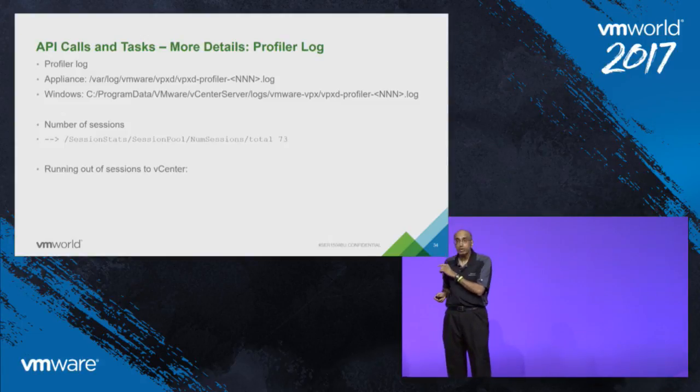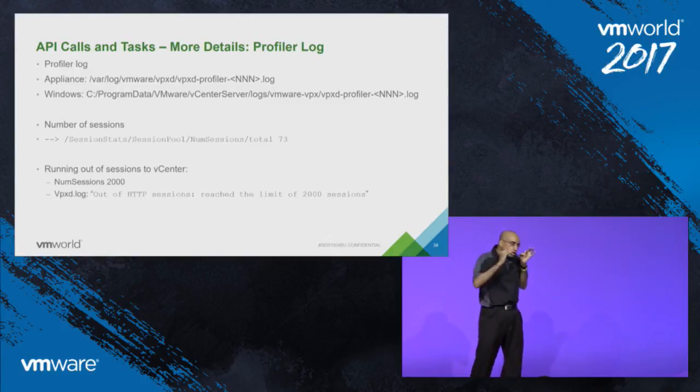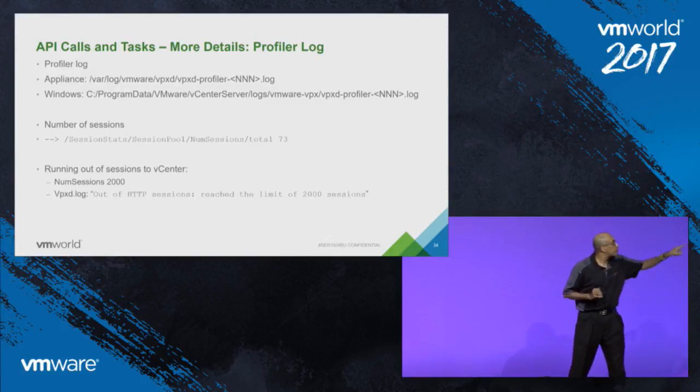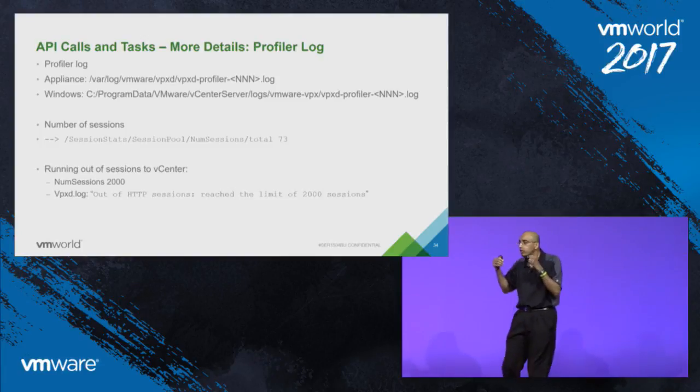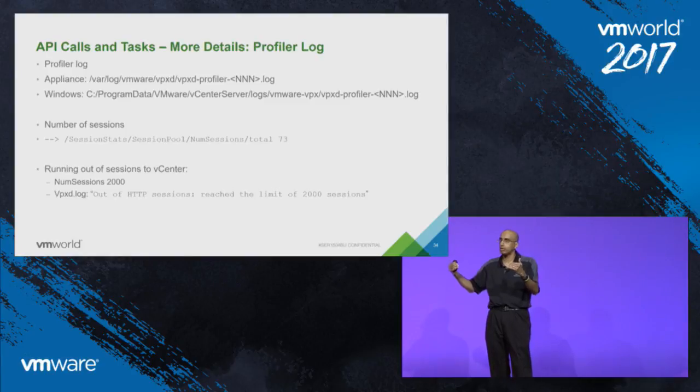You're looking for that number to hit 2,000, and that's your profiler log, and you're looking in your VPXD log for this error message. The reason I say that is if you hit 2,000, vCenter has some ways of garbage collecting idle sessions.